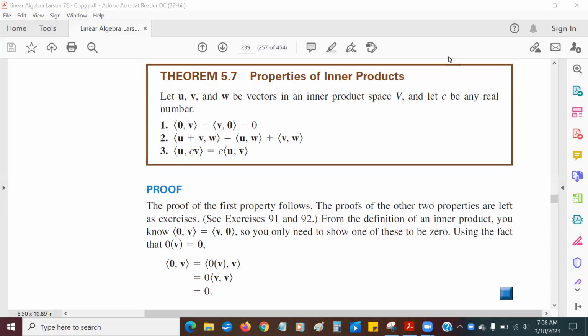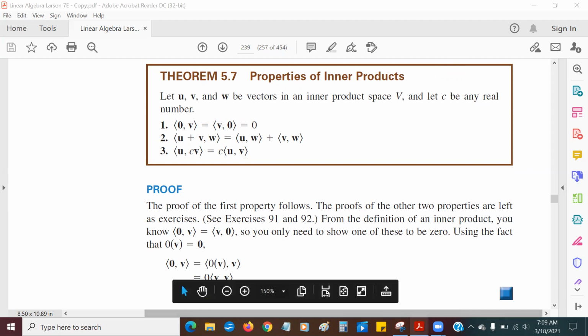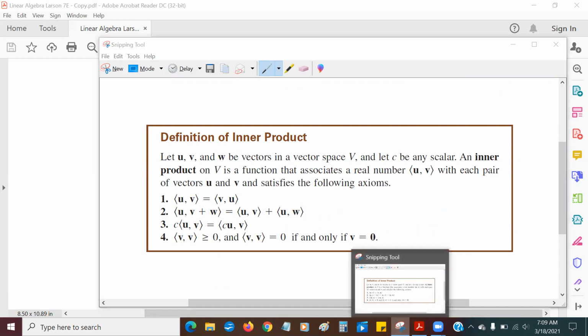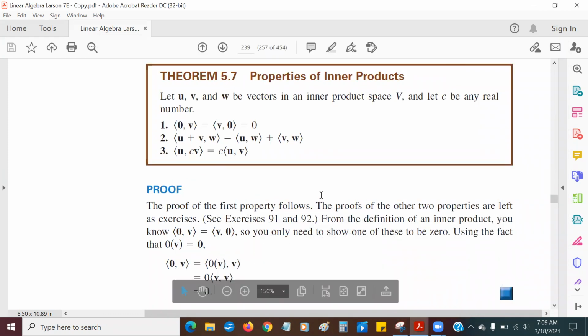Welcome everybody. We're continuing with section 5.2, and now we're getting into some properties of inner products. Let's backtrack for a second. This was the definition of an inner product, and we're going to examine some properties. If you notice the property: 0 comma v is equal to v comma 0 equals 0.